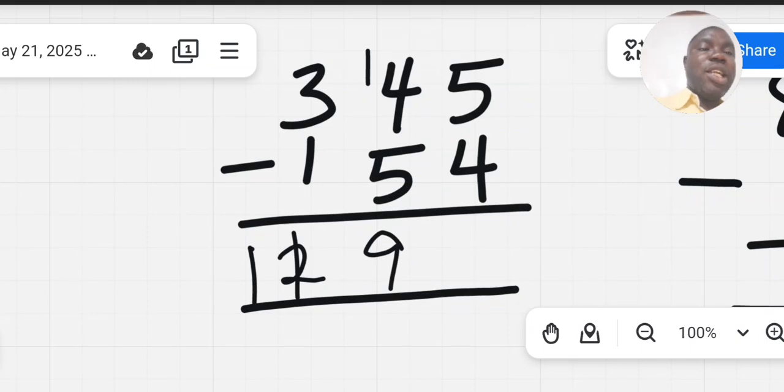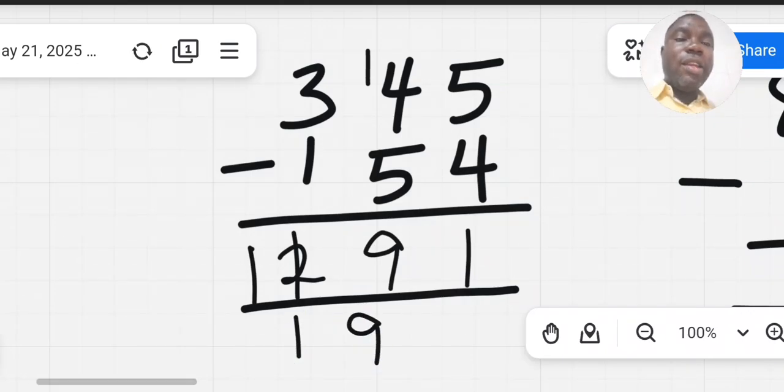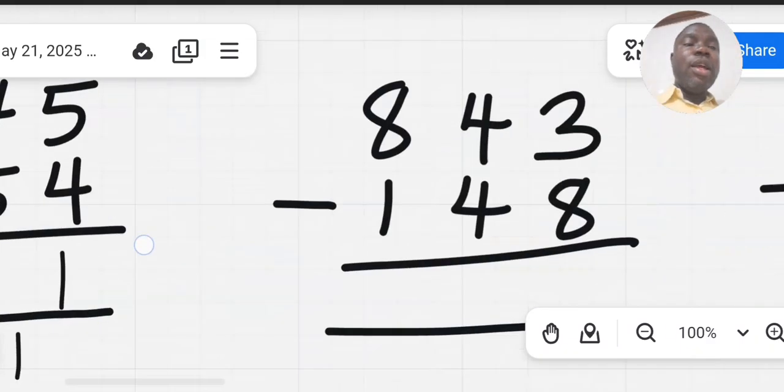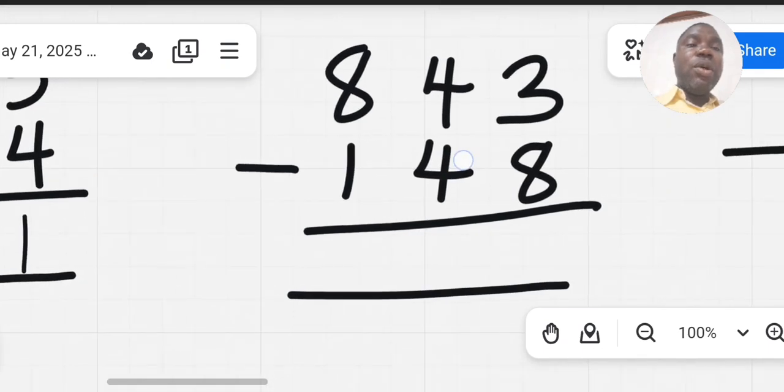Okay, now the next is 5 take away 4. Now 5 take away 4, of course, that's 1. So the answer becomes 191. Let's try another example. It becomes clearer as we go on.